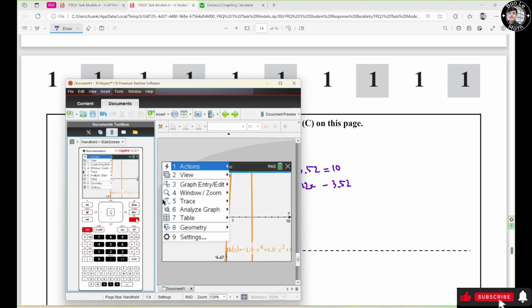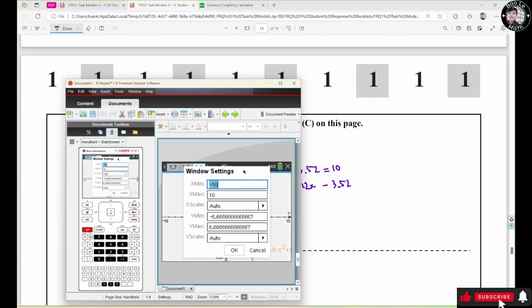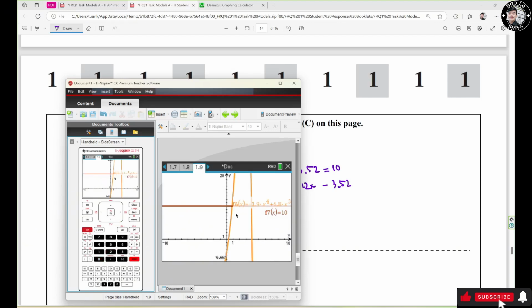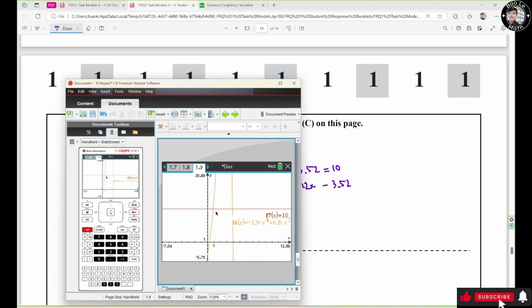Alright, you need to extend the window. So you need to hit menu, window zoom, and window settings right here. The x minimum and x maximum are good, and the y minimum is good, but the y maximum needs to be larger because y is 10. So you need to put something like 20 right here. Hit enter. Alright, so the graph shows up right here. Now you have two intersections right here. These are solutions to the system of equations.